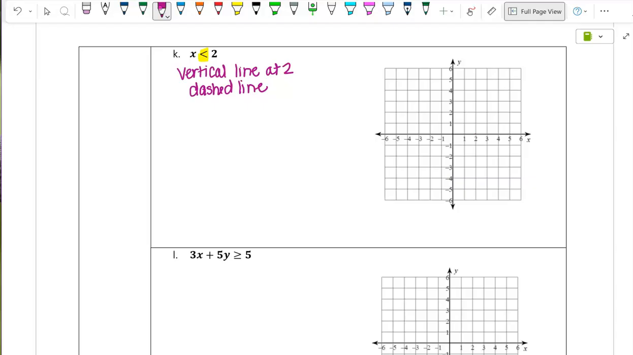So I go to 2 on my x-axis, and then I use my straight edge to draw a dashed vertical line.